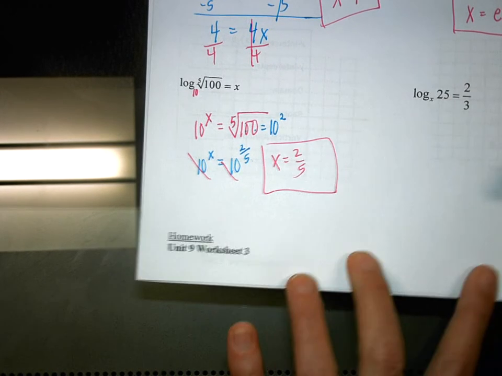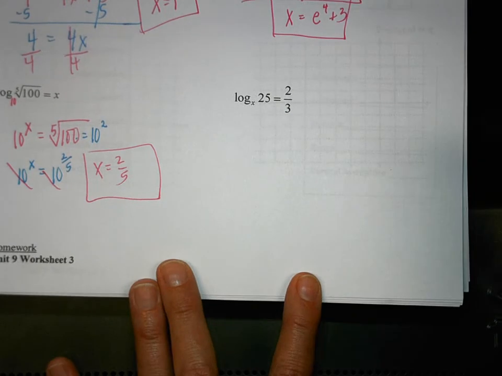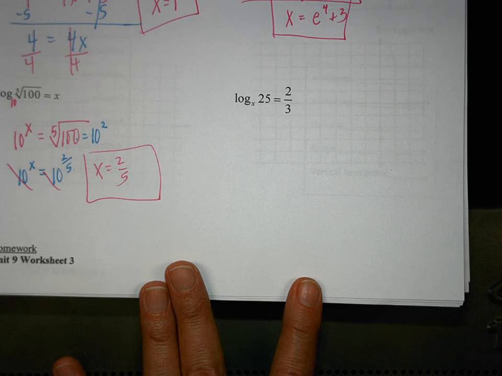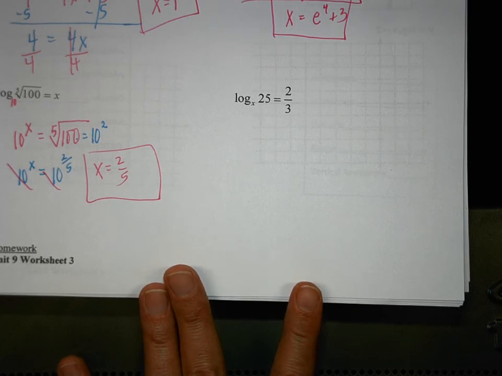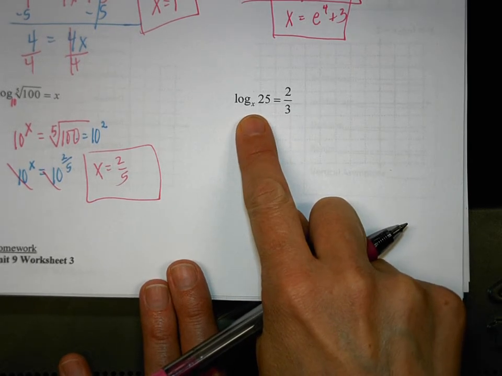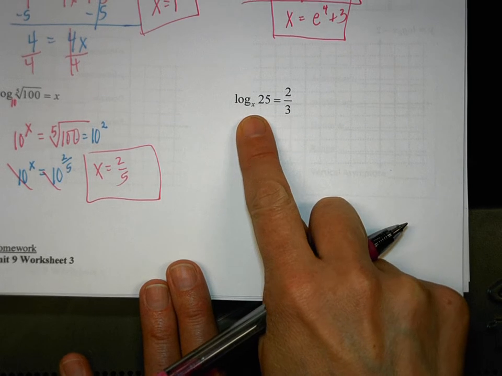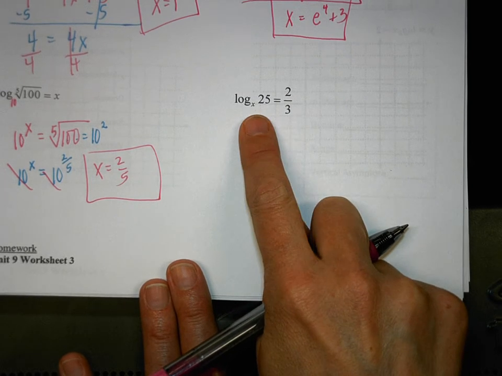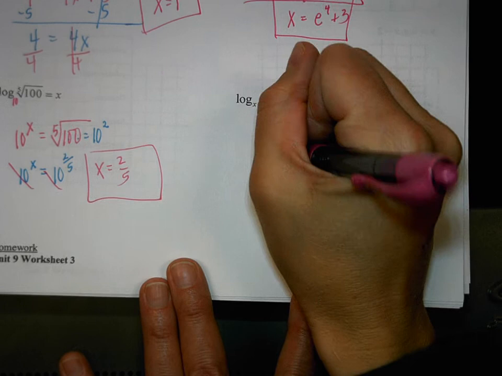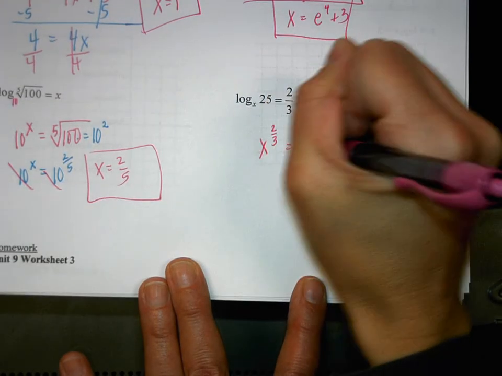All right, last one. Can I drop the log? No. What will I do? Oh, go ahead. What were you going to say? Say that again. No. So this one, they're saying we don't know what it is. So know that this could be any base. Yeah, I can see it. But yeah, so what we're going to do is rewrite this in exponential form. So how would I do that? X to the 2/3 equals 25.